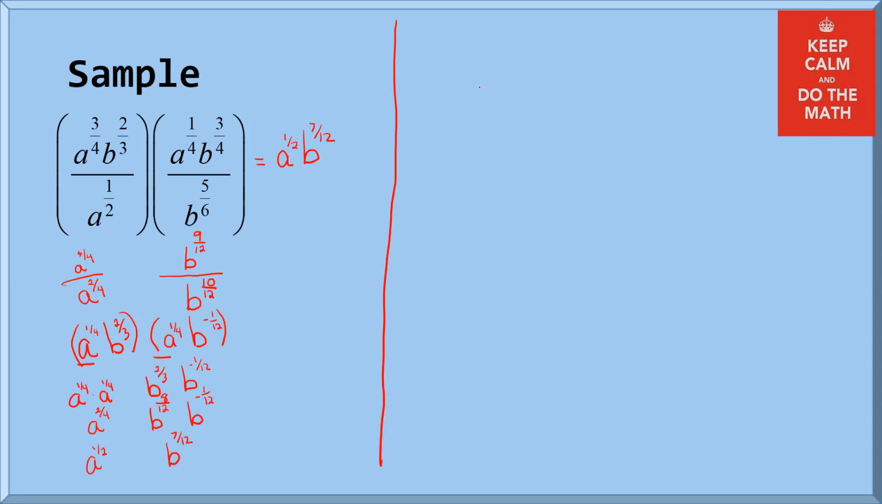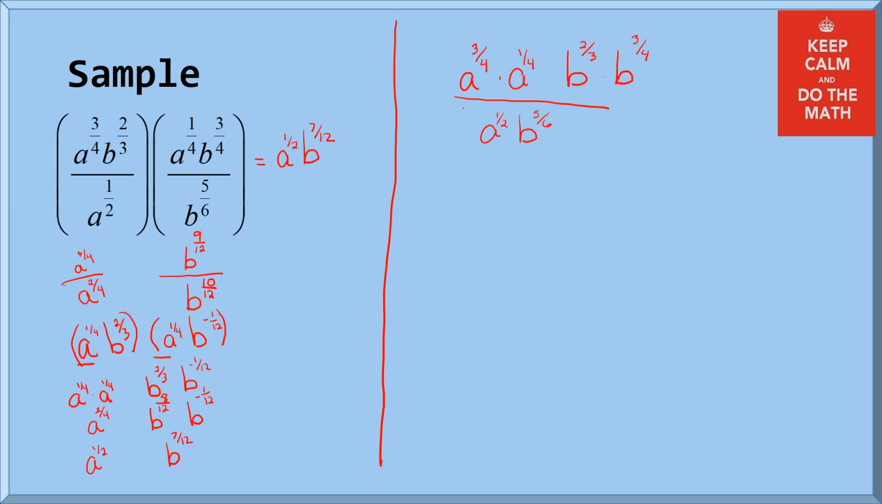Alright, now over to the right, let's start with a to the 3/4 times a to the 1/4. Now again, multiplication can be put in any order. It's called the commutative property. So I'm going to write next to each other a to the 3/4 times a to the 1/4, just so you can see the same bases easier. And that leaves me b to the 2/3 times b to the 3/4. And all of this is still over a to the 1/2 times b to the 5/6.